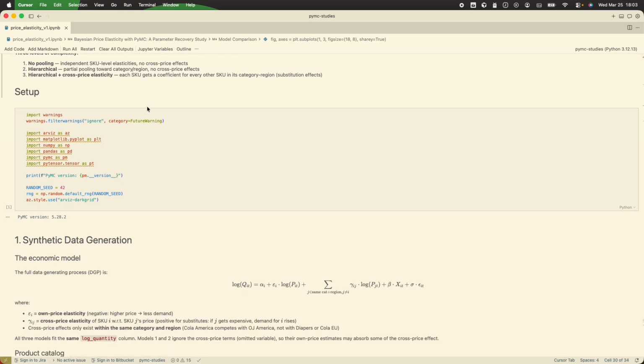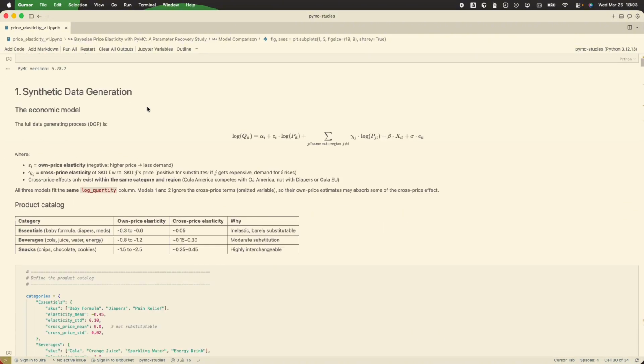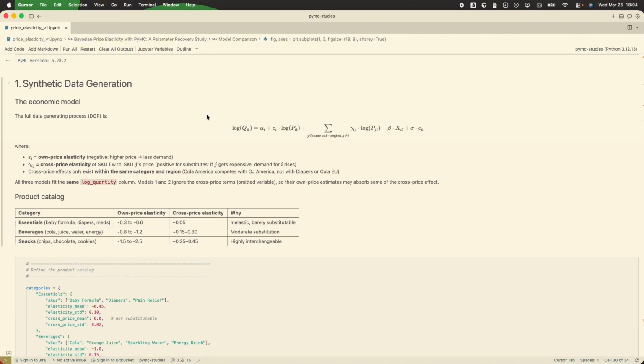So let's go through a notebook that I built for this using PyMC. Now, we're not going to cover the whole notebook because there's a lot of code here for synthetic data generation, plot creation, and all of that. But I will share a link to a GitHub repo where you can find the whole notebook.